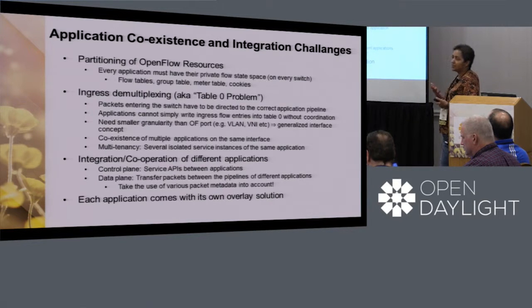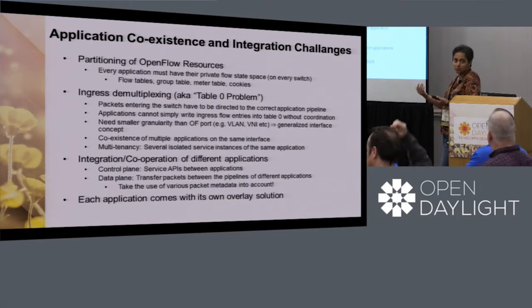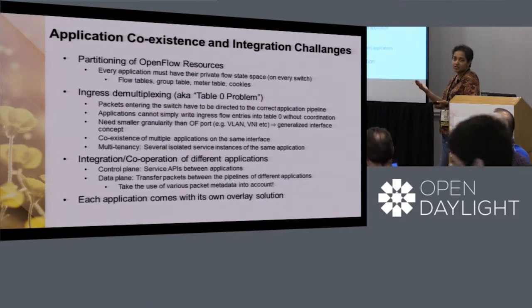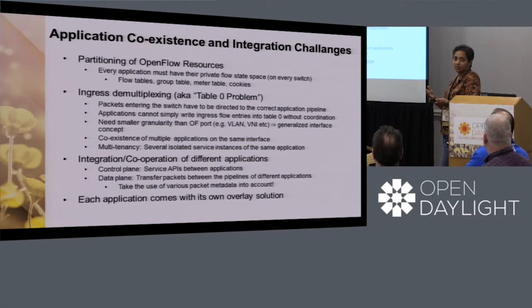And then this table zero problem, right? How do you enable different services to work together on a port? Which pipeline do you invoke first? When a packet comes in from an access port or a trunk port, how do you decide which application gets that packet and processes it, right? And how do you do the handover between different applications?